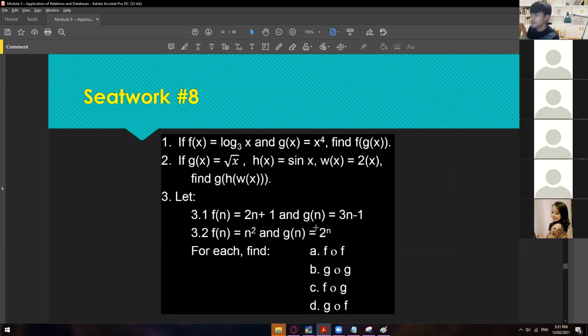So we will stop here for now. Okay. So Seatwork 1 to 8. We still have 12 more slides, but we don't have enough time anymore. So we will just continue the rest next meeting. Okay. So we're going to have a short meeting next meeting.